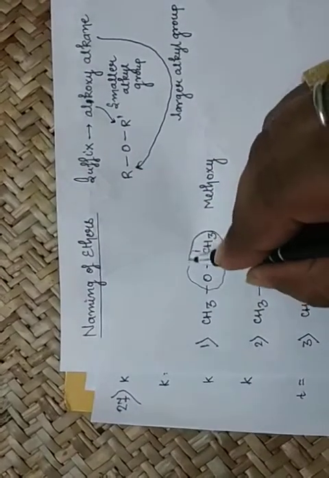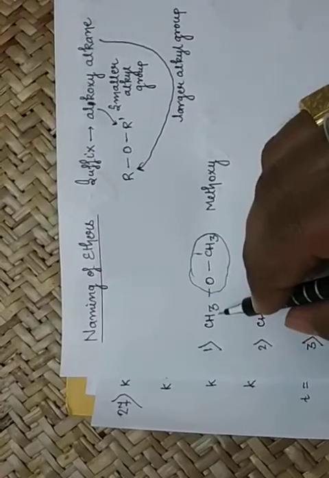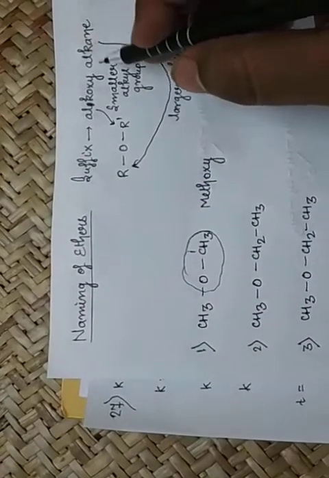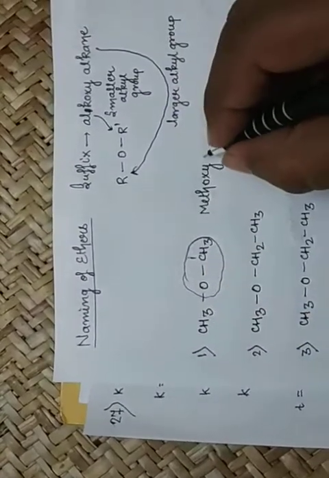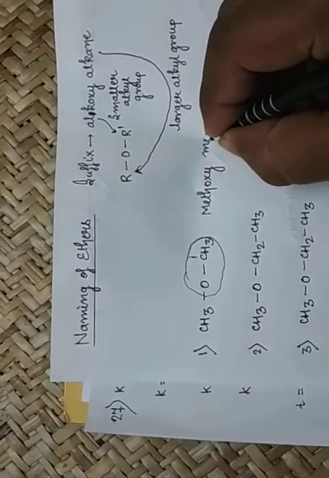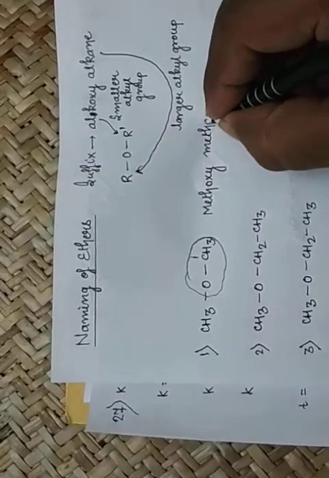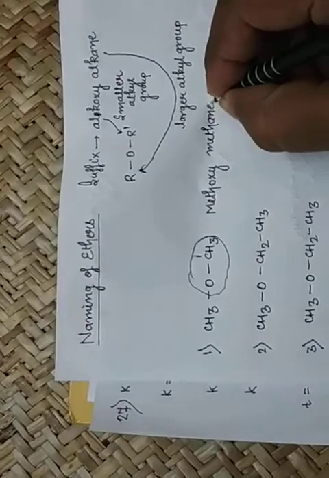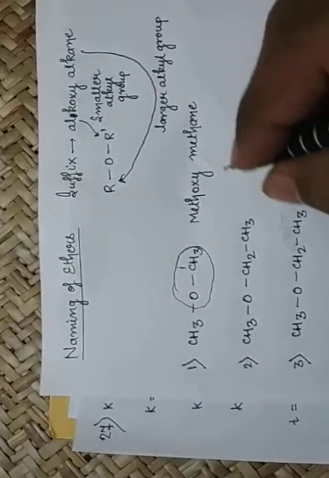This is called methoxy, and one carbon is there. The last part is alkane. One carbon is there, it means methane. Clear, all of you? Okay. Now this is the main example.